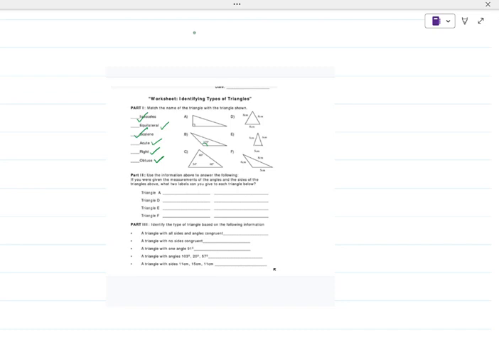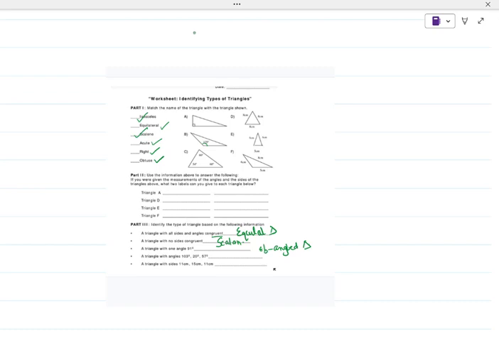Now next is, identify the type of triangle based on the following information. A triangle with all sides and angles congruent. Congruent means equal, so it is called an equilateral triangle. A triangle with no side congruent, no side equal, that is a scalene triangle. Next is a triangle with one angle 91. One angle 91 means obtuse, so it is an obtuse angle triangle.